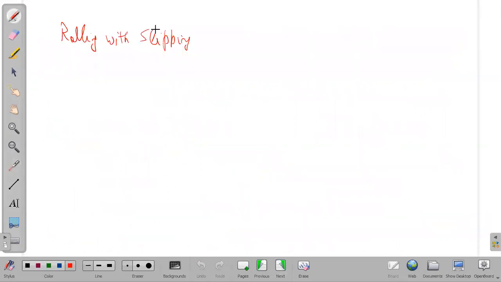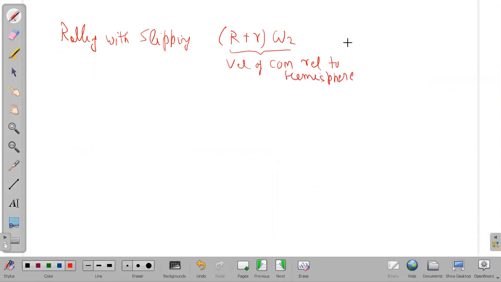So for that, you can write that (capital R plus small r) multiplied by omega 2, that was the velocity of the center of mass relative to the hemisphere, because the object is rolling on the hemisphere. So we need to consider the relative velocity, and it should be equal to small r into omega, which is the tangential velocity due to the spin of the sphere. That is your second equation.